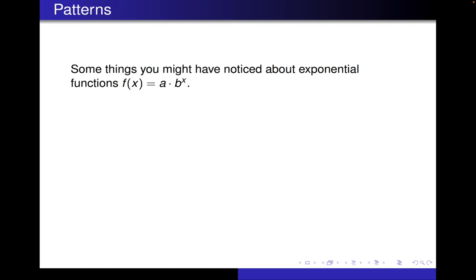So I want to talk about some things that you might have noticed about exponential functions, and just in case you've forgotten, an exponential function is of the form f of x equals constant a times constant b to the x power. So the first thing you probably noticed is whenever you had to plug in x equals 0, you got the value a for the result, and we're going to show you in this video why that works in general, but of course you've probably noticed that in a lot of the problems that you've been working on.